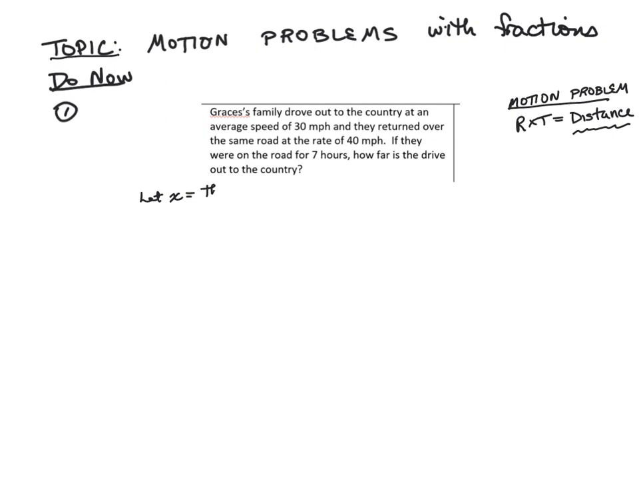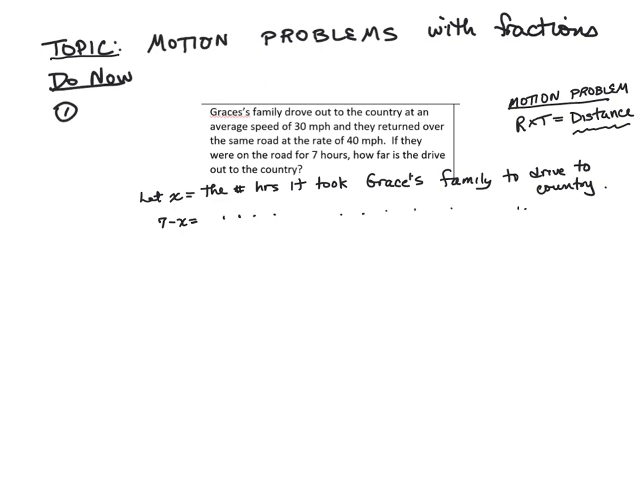the number of hours it took Grace's family to drive to the country. And because the total number of hours was 7, we could let 7 minus x equal the number of hours it took Grace's family to drive back. So that was our key.